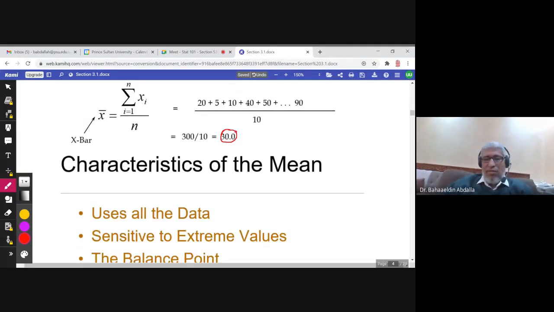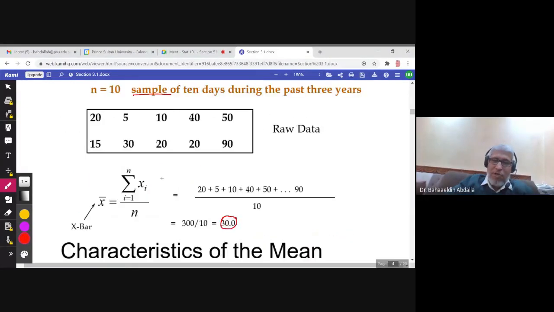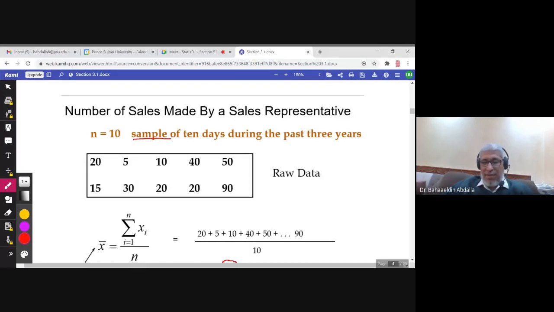Now let us talk about the characteristics of the mean, whether it's X bar or mu, the mean in general, either from a population or from a sample. What are the characteristics of this measure, the mean? There are three characteristics. First, it uses all the data, which means to find the mean, you have to use all the data.